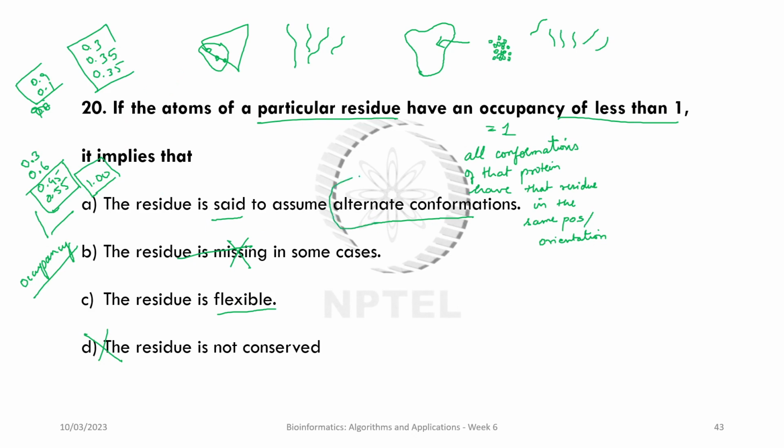So the information that you are looking at from occupancy is not whether it is flexible or not. You have other parameters for that, right? That's what temperature factor is doing, whether it is flexible or rigid or other stuff. But from occupancy, the information that you are trying to gain is the presence of alternate positions, conformations, or alternate possibilities for that particular molecule the residue belongs to, right? So option A is the most appropriate or correct answer.